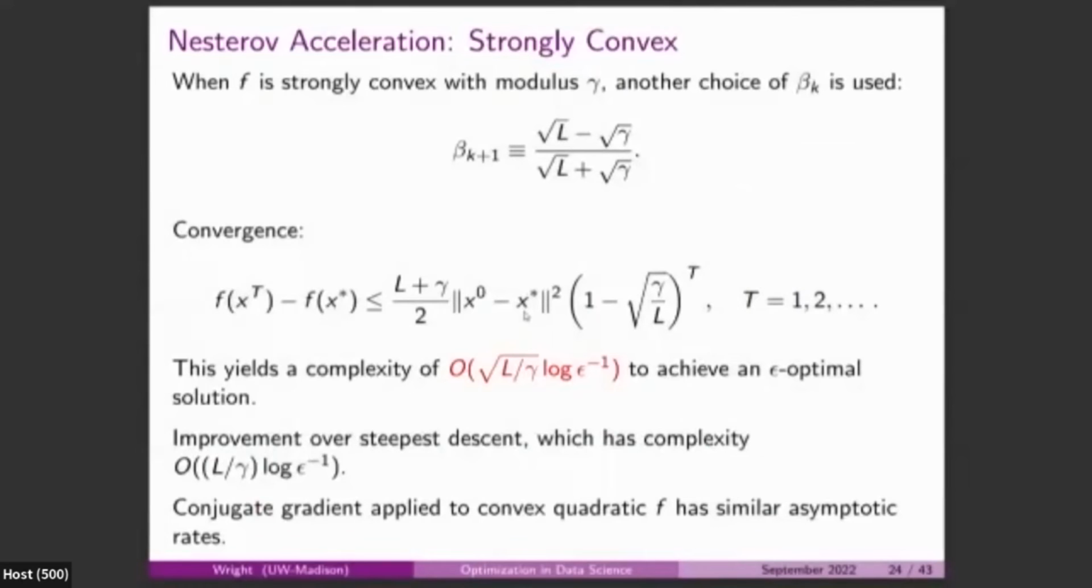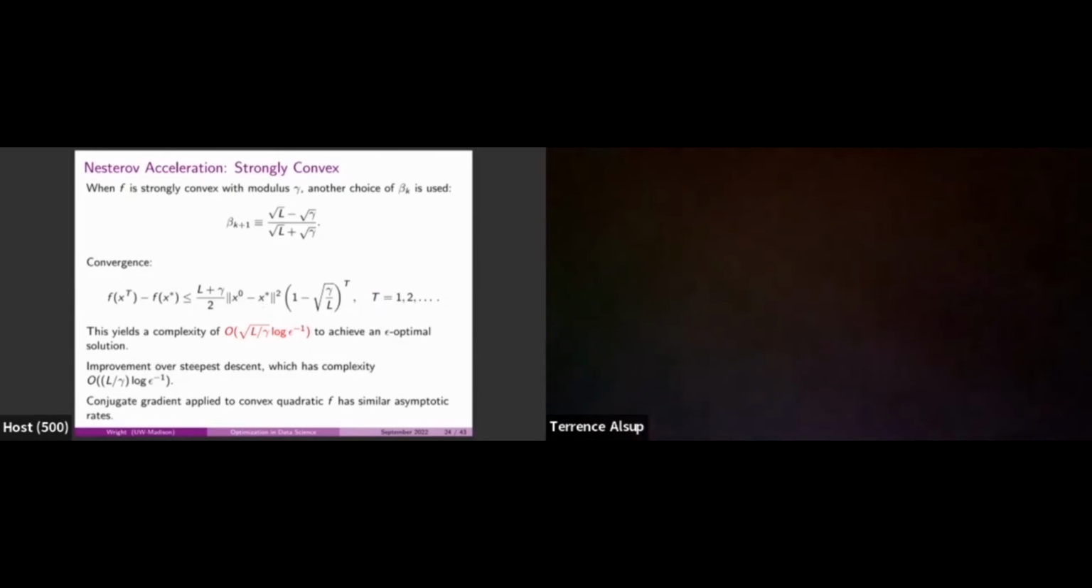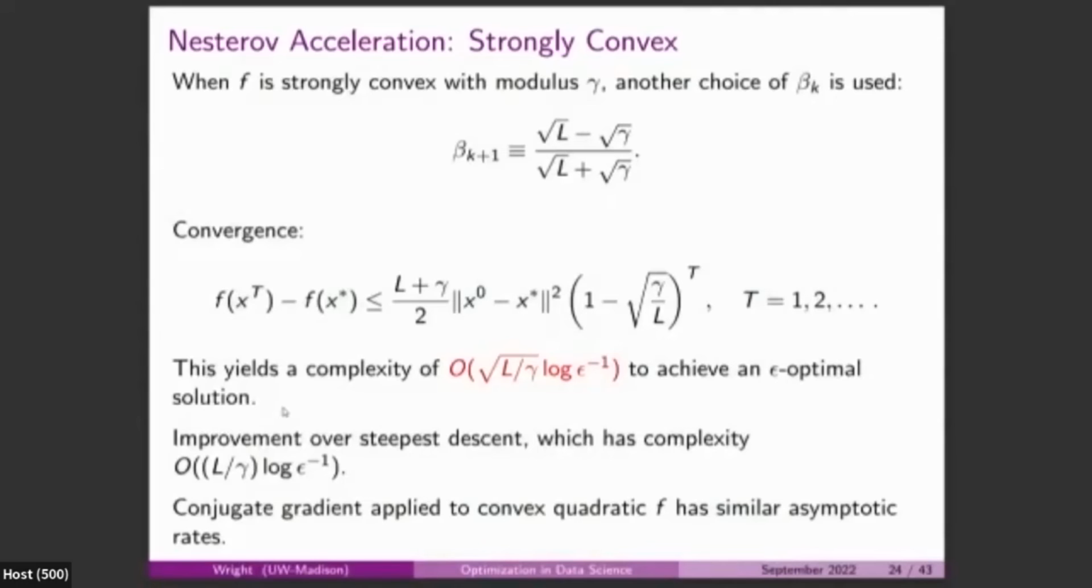Also, there's a variant of Nesterov acceleration that you can use for strongly convex functions f. Now, you'll recall that when we applied steepest descent to strongly convex f, we got convergence in order of L over gamma times log epsilon iterations, okay? If you apply Nesterov acceleration to the strongly convex case, you get fewer iterations. You only need square root of L over gamma. So if you've got a very ill-conditioned problem where L over gamma is like 10 to the 6 or 10 to the 8, the number of iterations drops from order 10 to the 6 or 10 to the 8 down to order 10 to the 3 or 10 to the 4, which is a pretty big improvement, okay?